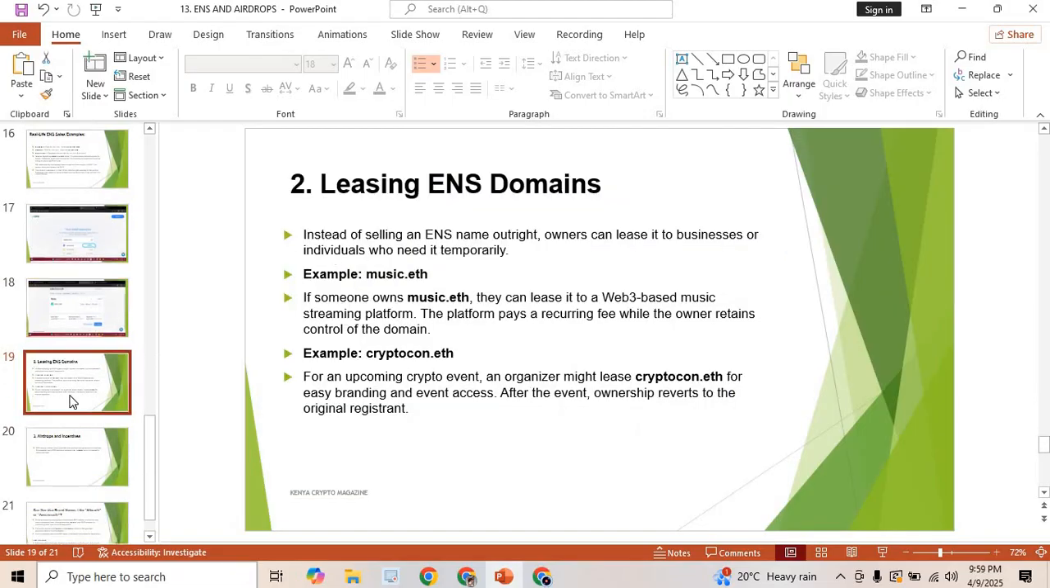Number two, another way of earning from this name is the leasing of ENS domains. Instead of selling an ENS name outright, where the ownership completely changes from you to that specific company, you can decide to lease it to businesses or individuals who need it temporarily. For example, music.eth. If someone owns music.eth, they can lease it to a Web3 based music streaming platform. The platform will pay a recurring fee while the owner retains control of the domain. So instead of selling it, you can lease that domain.